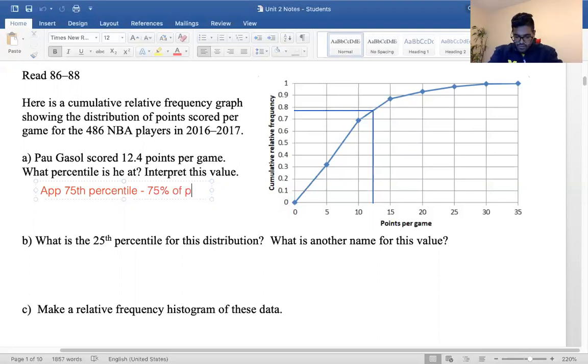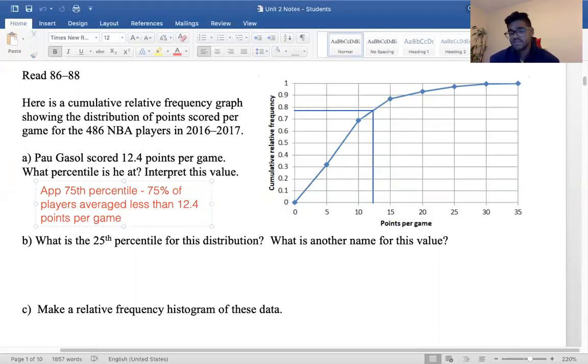Well, this means that 75% of players averaged less than 12.4 points per game. Okay. Again, this is the percentage of values below a certain value or below a certain point. So it's the percentage of observations. So 75% of players, those are the number of observations, average less than 12.4 points per game.